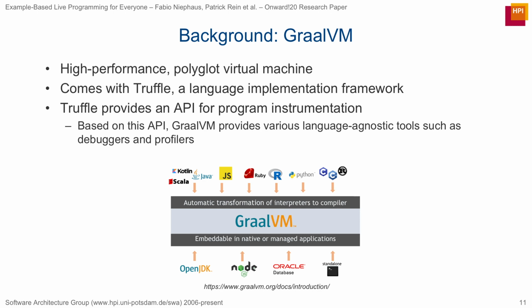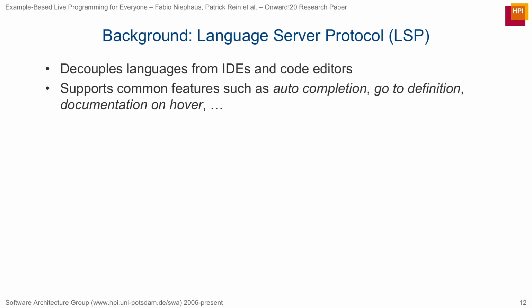What's interesting about this API is that it allows the language-agnostic implementation of tools such as debuggers and profilers. Why is that interesting? Well, because the tools are only implemented once, and whenever someone implements another language in Truffle, you get all these tools for free. So that saves a lot of work. Let's talk about another interesting technology, the language server protocol.